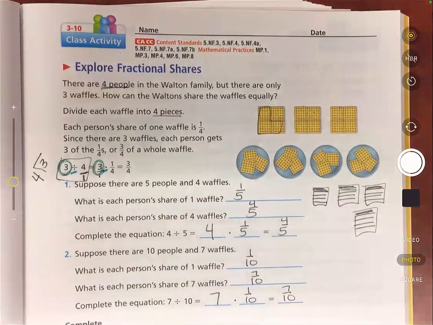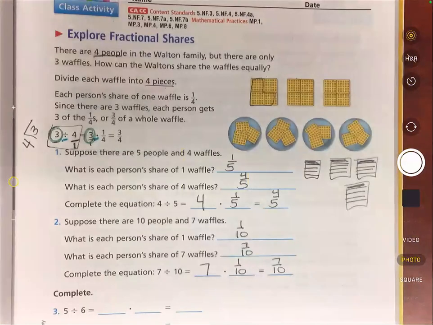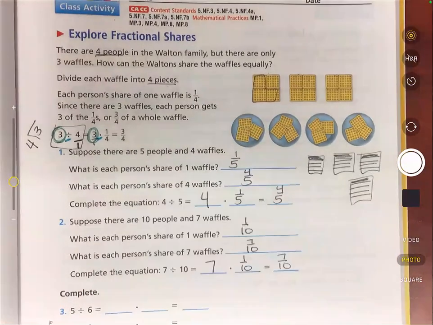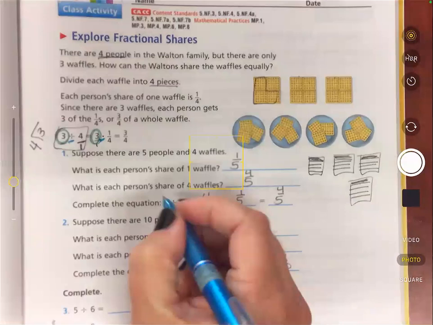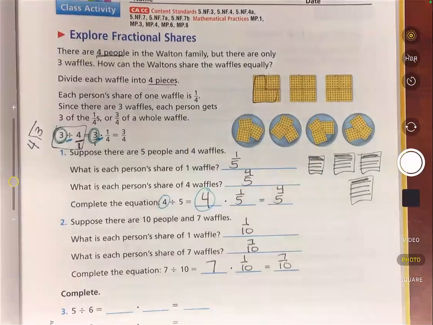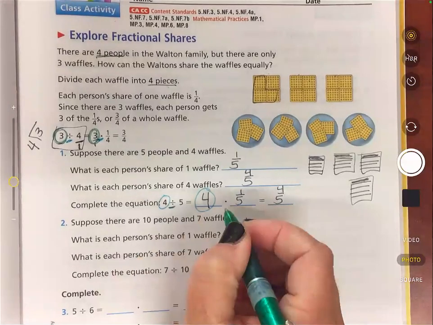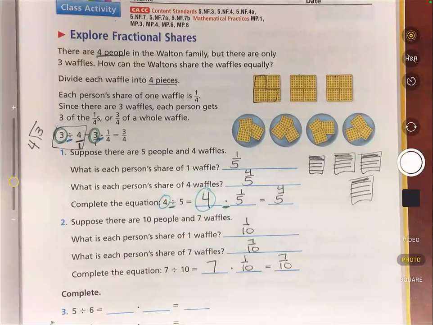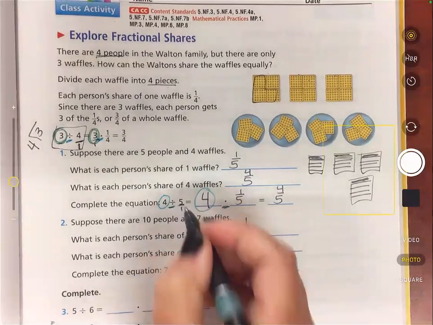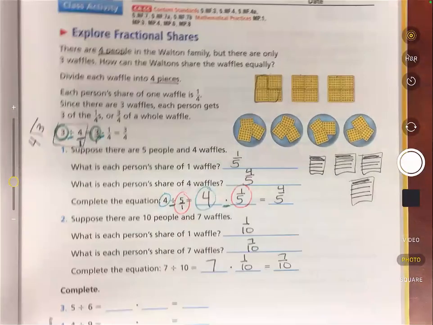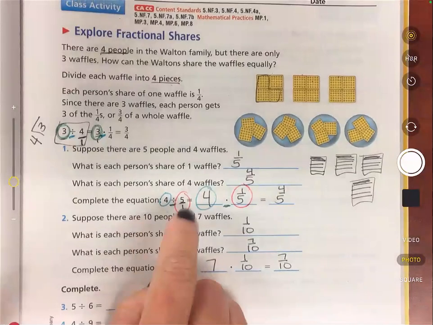Let's look at this next one. So over here, I've got my 4 on this one. 4 and a 4. That stayed the same, didn't it? And then my division became multiplication. So I changed my operation. And then my 5, which is really the same as 5 over 1, became 1/5. So I flipped. Same, change, flip.